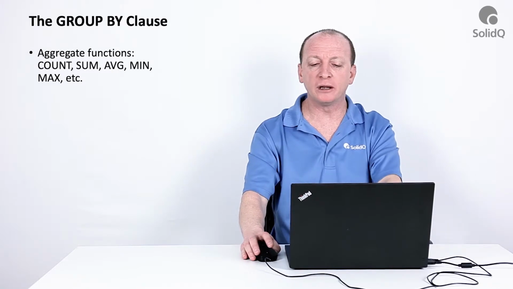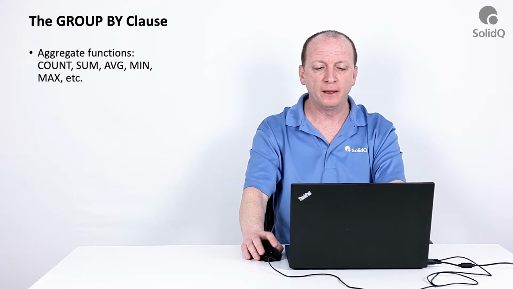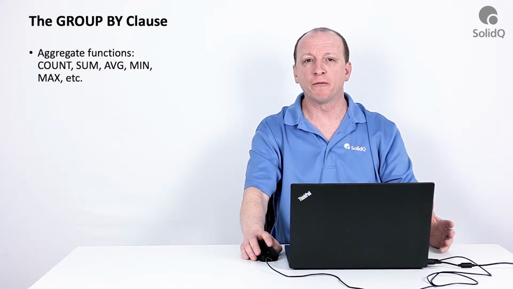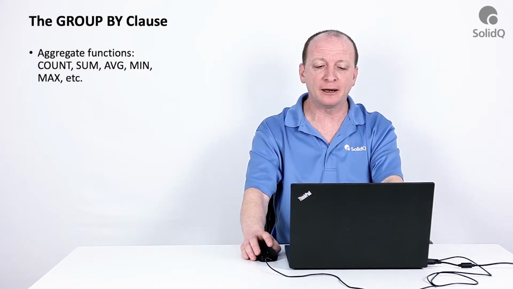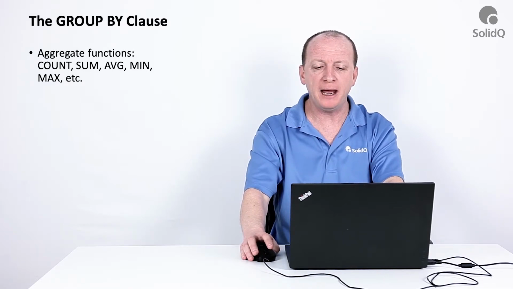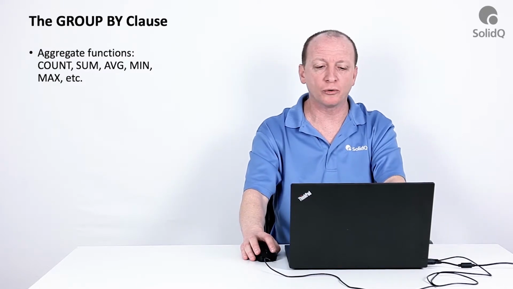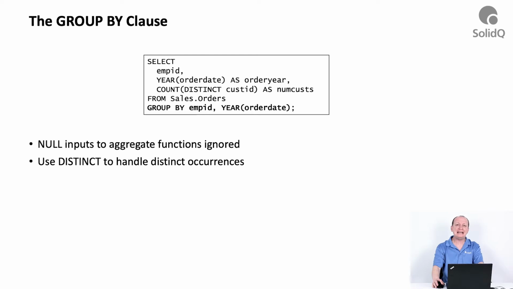Now, a couple of important things to note about the way aggregate calculations work. So first of all, SQL Server provides us with a number of built-in aggregate functions like the count, the sum, the average, the min, and the max. And they're applied to all of the rows that belong to the group. Now, if we have any nulls, remember a null represents a marker for a missing value. If we have any nulls involved in the data, the nulls are essentially ignored.